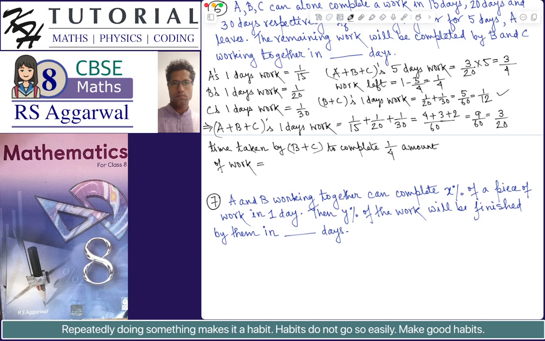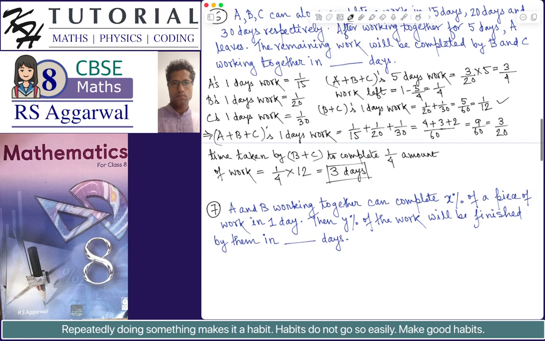And then we can say that 1 by 4th amount of work will be done by B plus C in 1 by 4 multiplied by 12. This is equal to 3 days. So the remaining work will be completed by B and C when they are working together in 3 days.